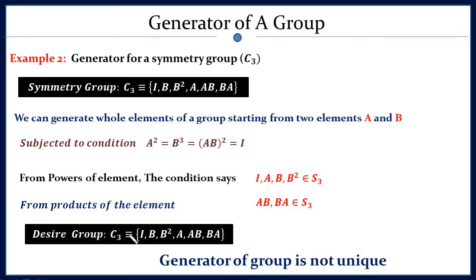Now this generator is not unique. You can start with other combinations also. Suppose experimentally you find A and AB, or you get B and AB. So you are free to use either.